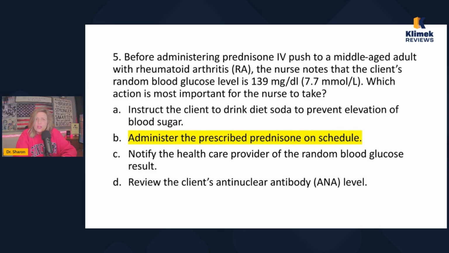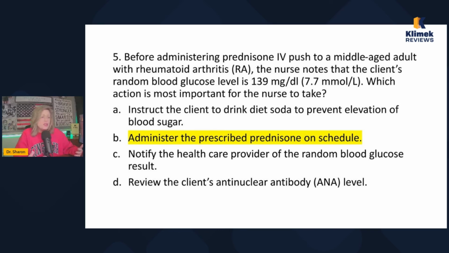I have to give the prednisone. They have an autoimmune disorder, and this is an immune suppressant. This is the treatment for the rheumatoid arthritis. And the elevated blood sugar is expected. So I don't have to notify the healthcare provider about that. Now, if it said it was 650, that would be a different question. But this does require a certain amount of clinical reasoning.